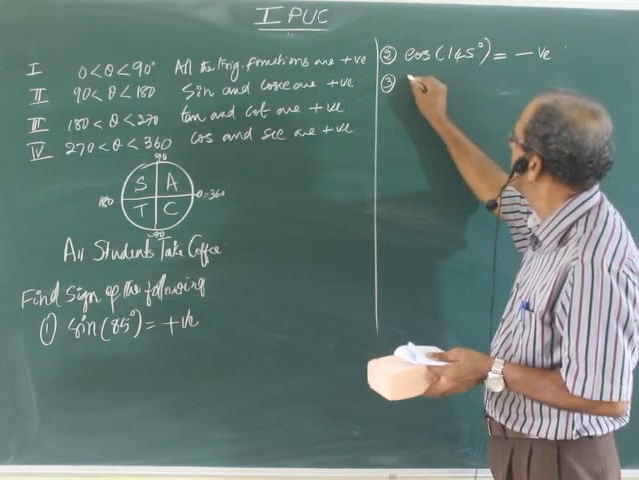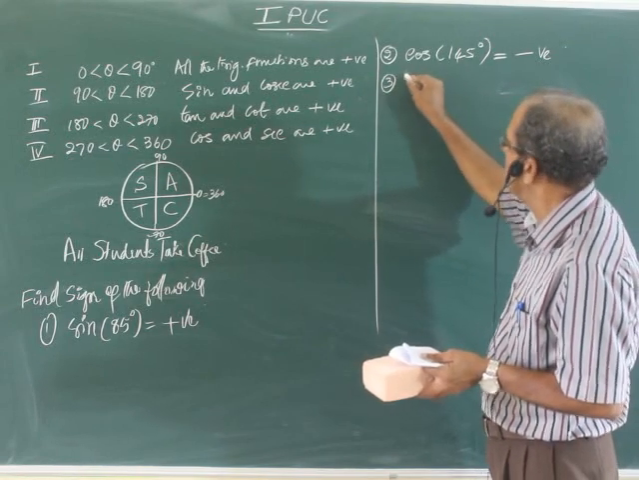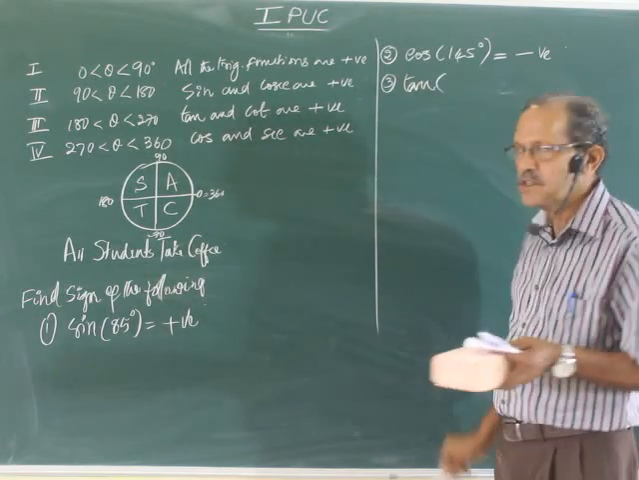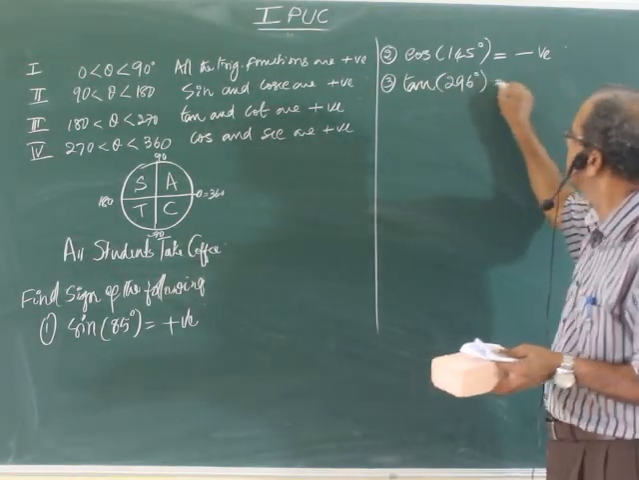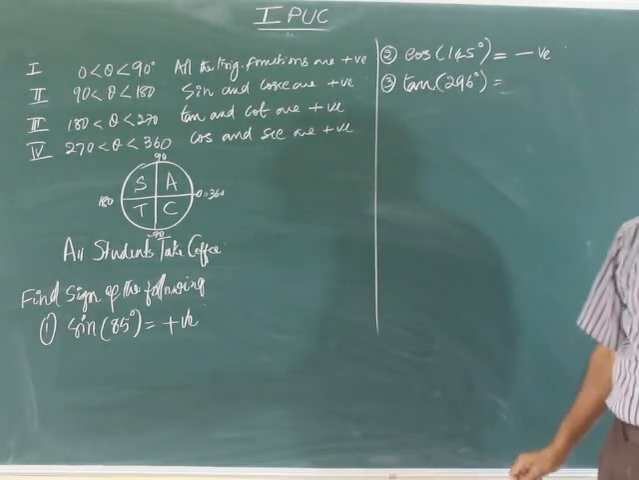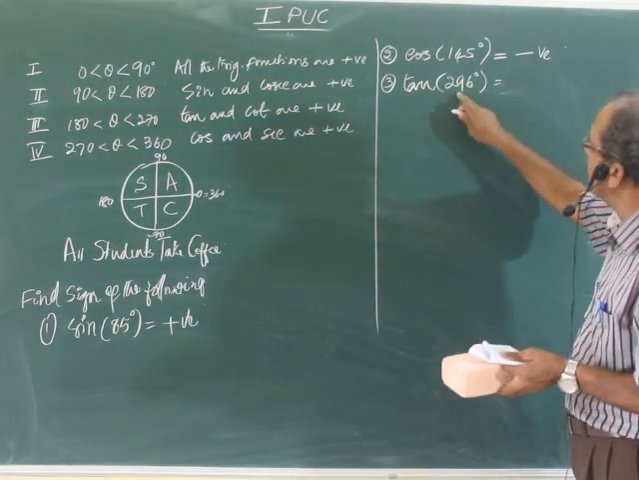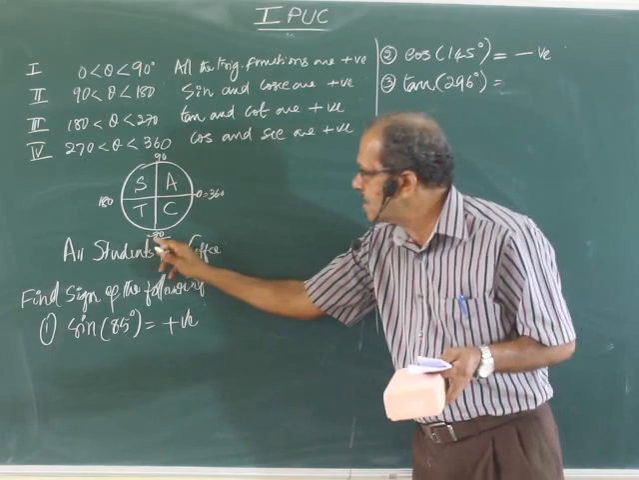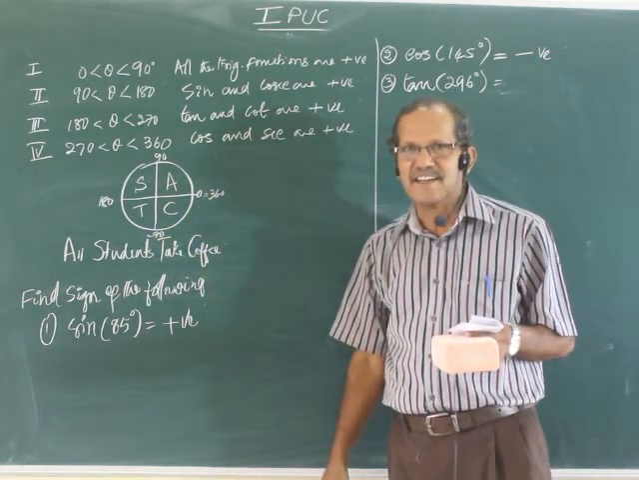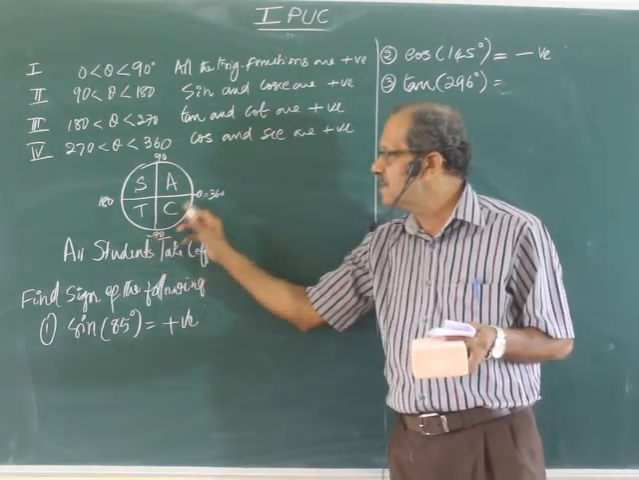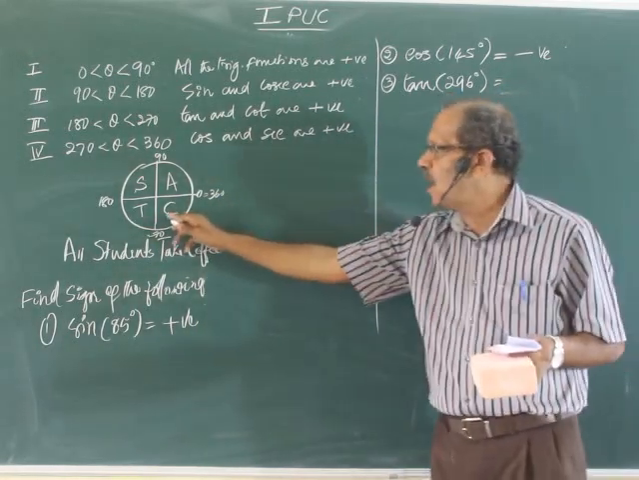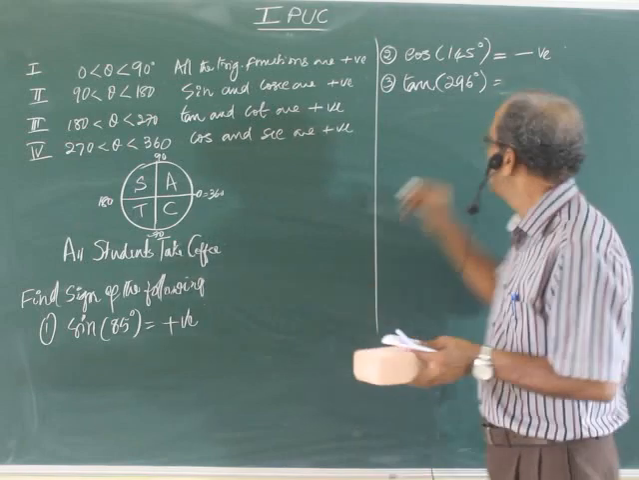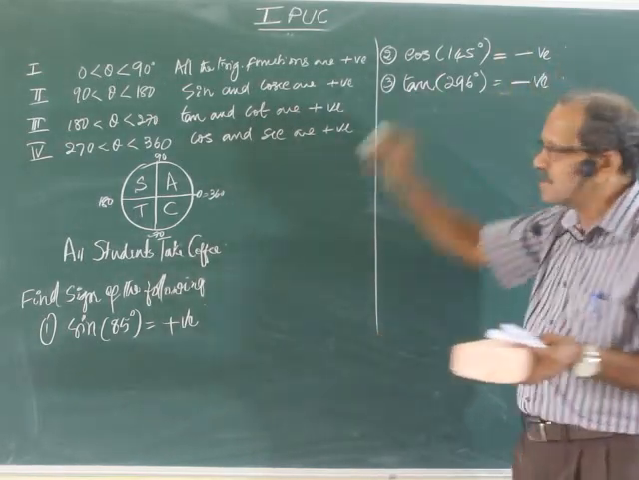Third one, whatever may be the function, tan 296 degree. 296 means it is greater than 270, less than 360. Fourth quadrant, where cos and secant are positive. So no doubt tan is negative.